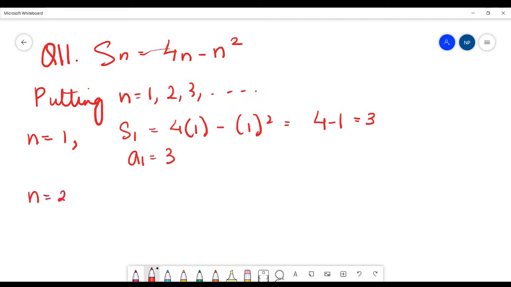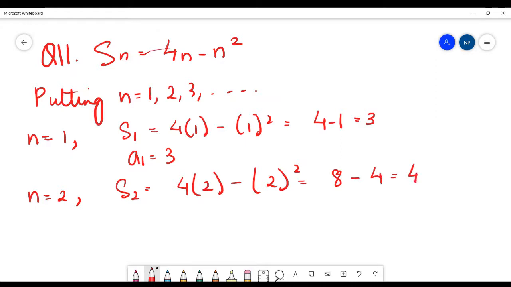When n is equals to 2, so the sum of the first two terms will be how much? This will be 4 into 2 minus 2 square. We get 8 minus 4, which is equals to 4. Now they are asking over here the sum of the first two terms. So the sum of the first two terms is given by S2. First two terms means A1 plus A2. We can write S2, that means sum of the first two terms, as A1 plus A2 is equals to 4.